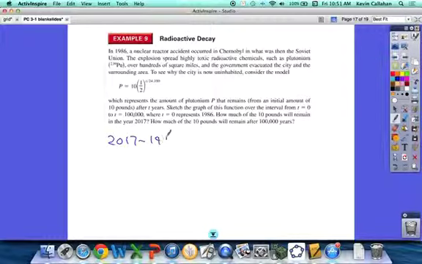2017 minus 1986, which is 31. Right? So if you want to know how much is left in 2017, put in a 31 right there. P equals 10 times 1/2 raised to the 31 over 24,100. Okay. Anybody do it?